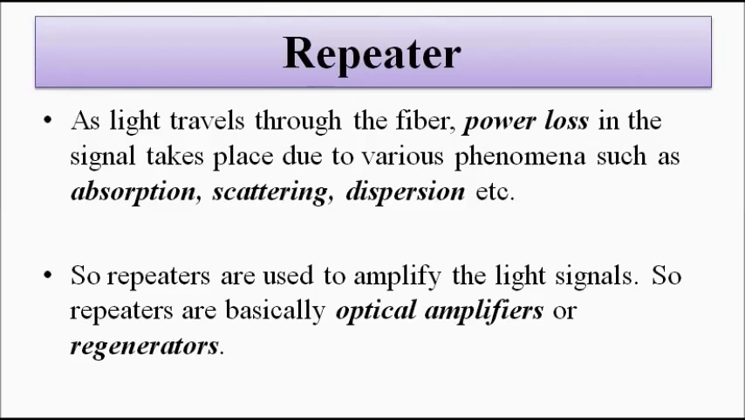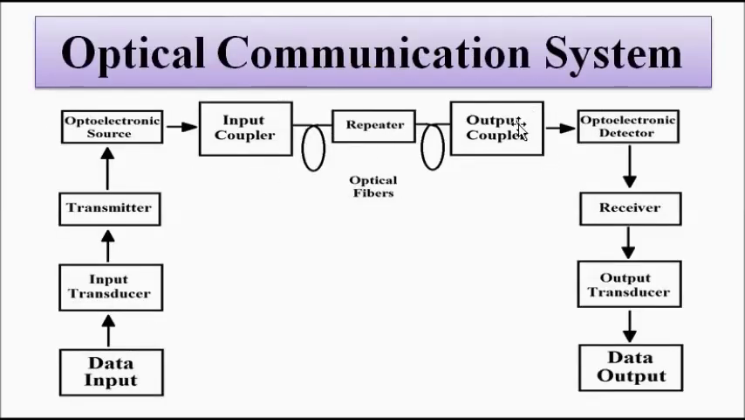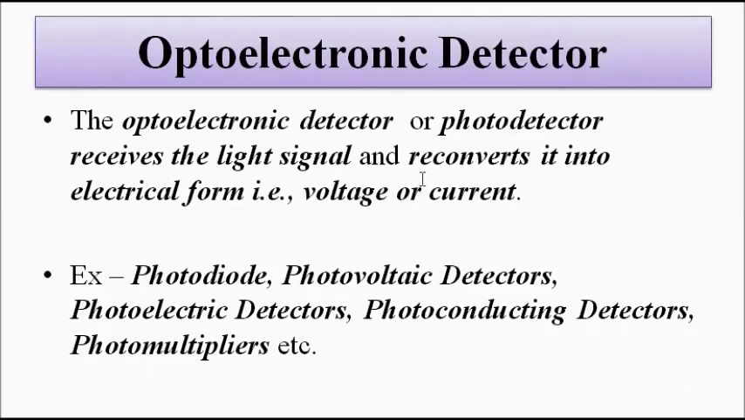Okay, we have the repeater. We have discussed already the output coupler. So the output coupler takes the signal from the optical fiber and gives it to the optoelectronic detector or the photodetector. Now I said that the blocks on the right hand side perform the opposite of those on the left hand side. So the photodetector performs the opposite task of that of the optoelectronic source. What it does is that it receives the light signal and reconverts it back into its electrical form.